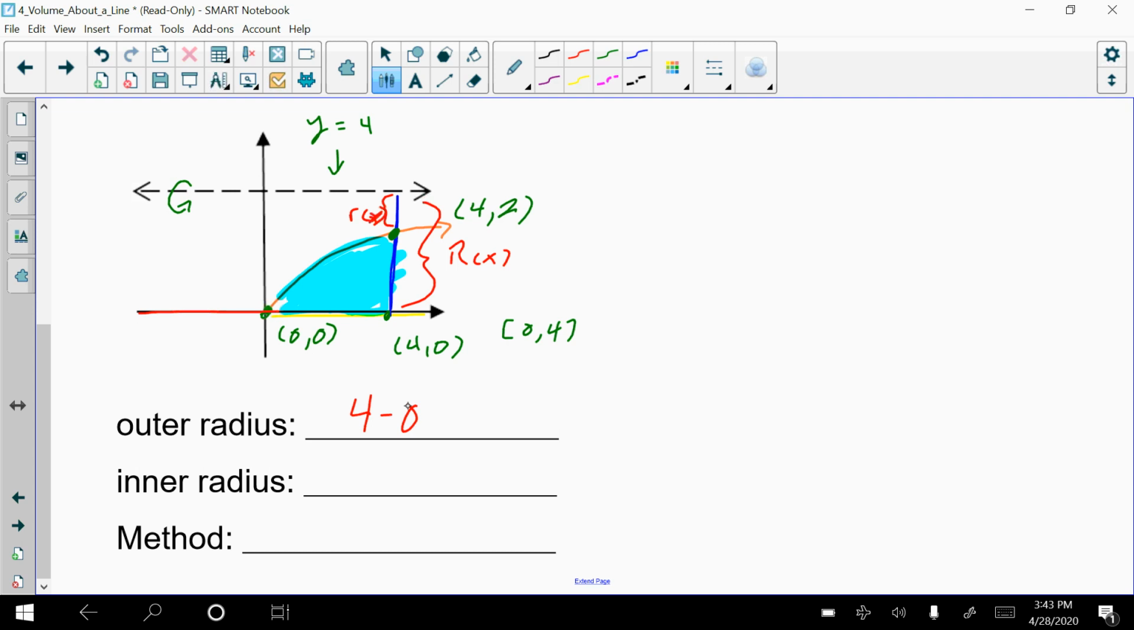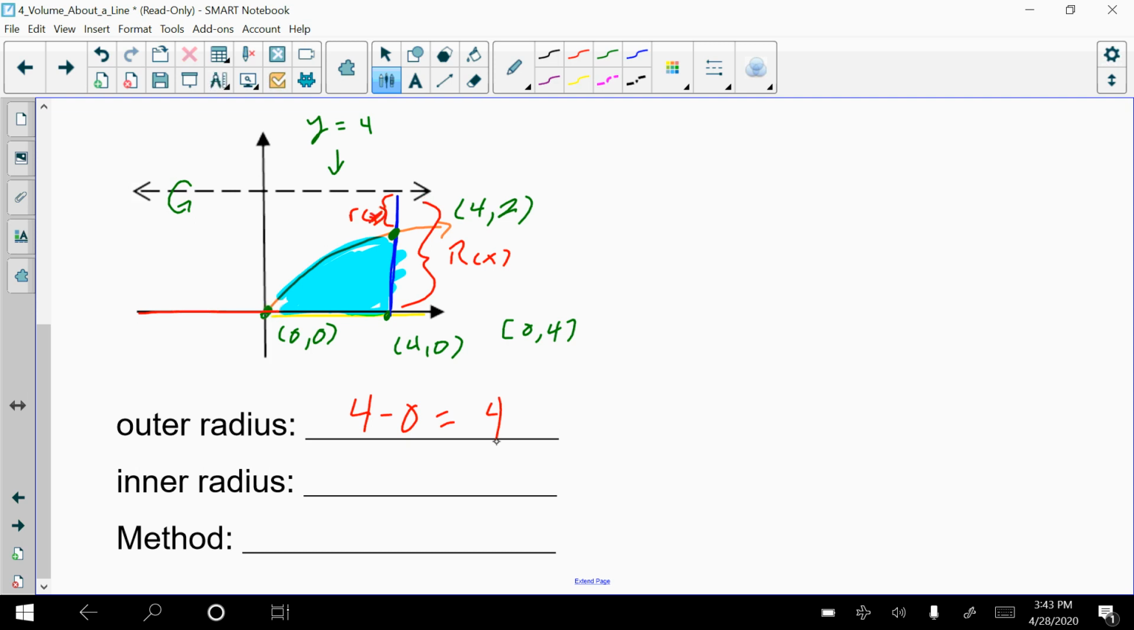I don't want to overcomplicate things for this one, because you can very clearly see that the outer radius is just 4 units long. But that's essentially what you would do: take the difference of where the line of rotation is and the boundary line that makes up your region. And so the inner radius is going to be essentially the same thing.